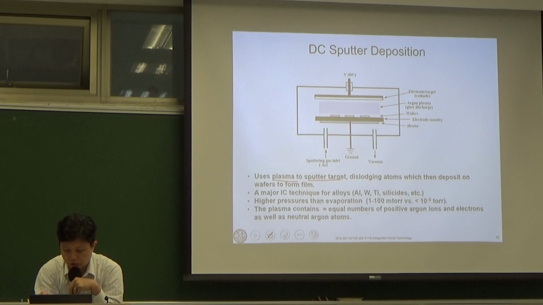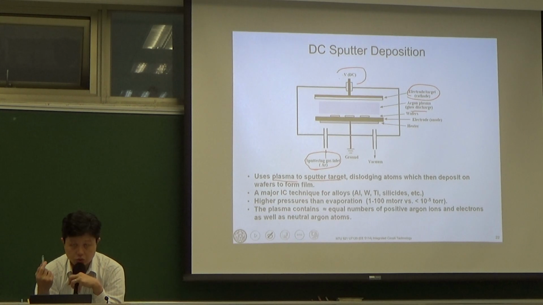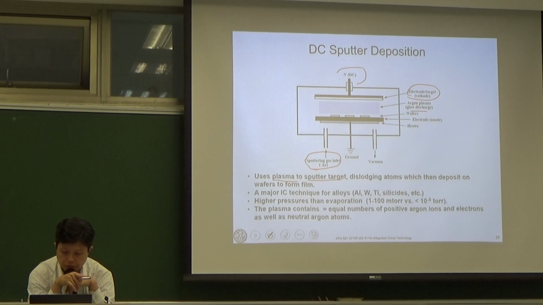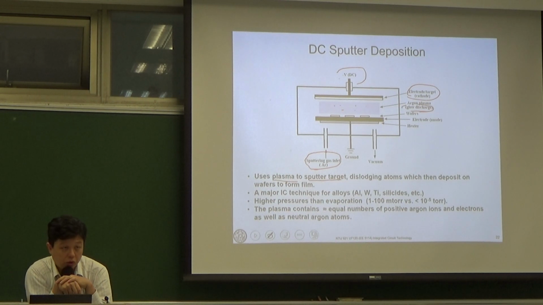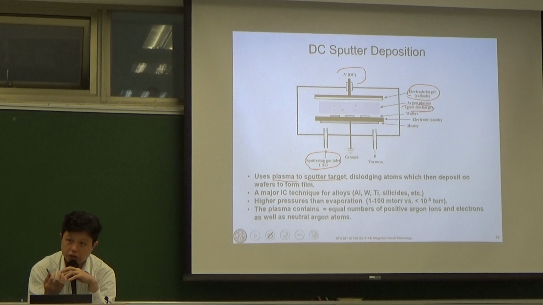Okay, so we have our target put on our cathode electrode here, and we can flow in some argon gas, and we apply a DC source. So this is a DC sputter case, and this DC case will generate plasma. So we have argon plasma. And this argon plasma also has some glow discharge, so you can see this color.